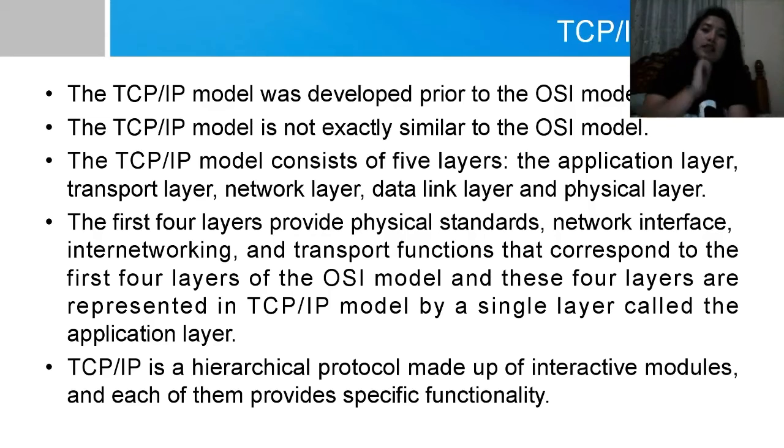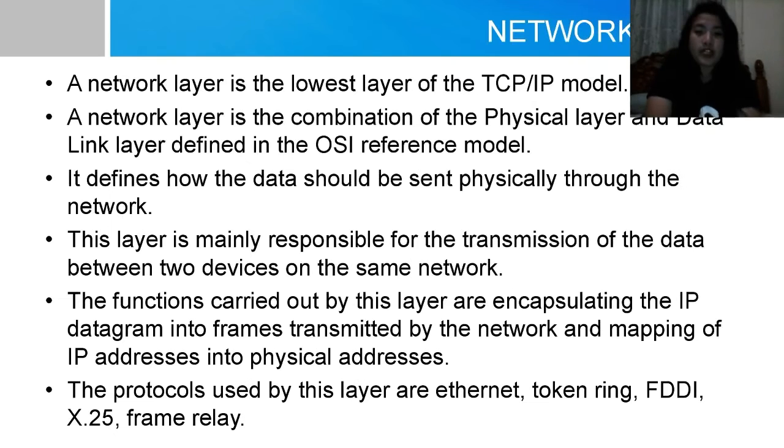So the TCP/IP model was developed prior to the OSI model. It is not exactly similar to the OSI model. This consists of 5 layers such as application layer, transport layer, network layer, data link layer, and the physical layer. The first 4 layers provide physical standards, network interface, internetworking, and transport functions that correspond to the first 4 layers of the OSI model, and these 4 layers are represented in TCP/IP model by a single layer called the application layer. This is a hierarchical protocol made up of interactive modules, and each of them provides a specific functionality.